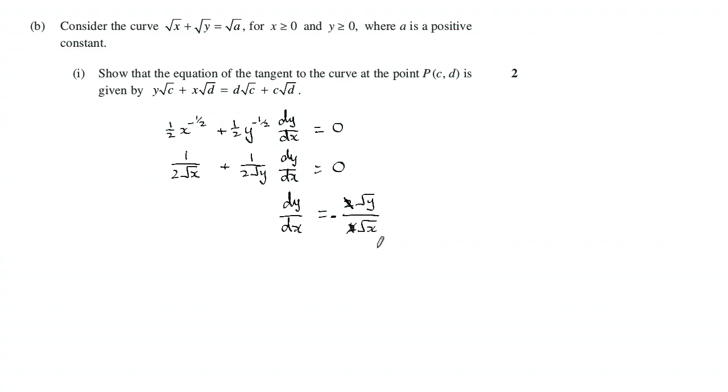Alright, and then what we want to do is work out the slope at that point. So the slope is going to be dy by dx when x and y are c and d. So you just plug those values in. So we get negative root d over root c. And then we can use y minus y1 equals m times x minus x1. So y minus the y1 is just a point that's on the line, which would be d.